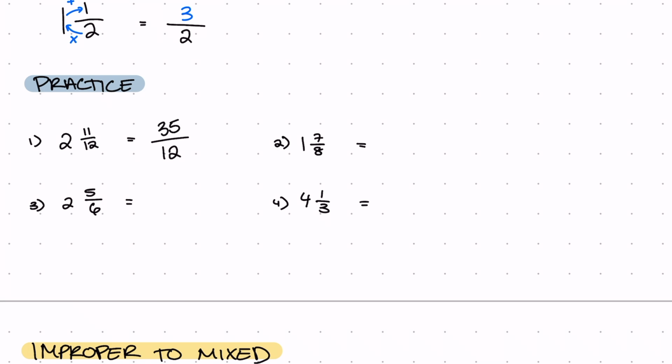And the reason I was able to do that so fast is because I know 11 is 1 less than 12. So this is kind of the same as doing 12 times 2 and then adding another 12. So 12 times 3, which is 36, and then subtracting 1 because 11 is 1 less than 12, so 35.